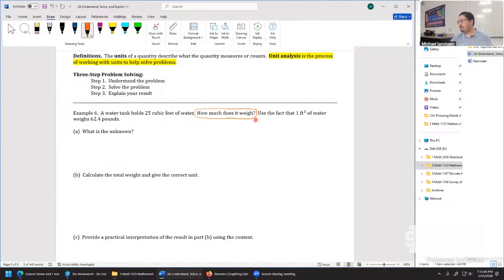How much does it weigh? That is the unknown, so the answer to this will be the weight of the water in pounds. Or you could say in some other unit, but if they gave us something involving pounds, it's probably a good idea to stick to that same unit.